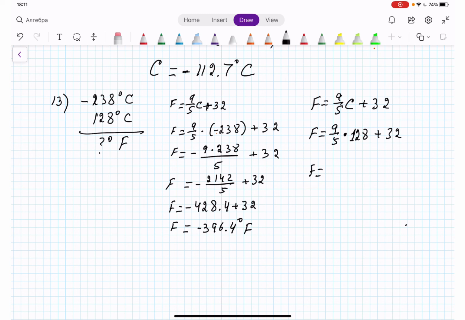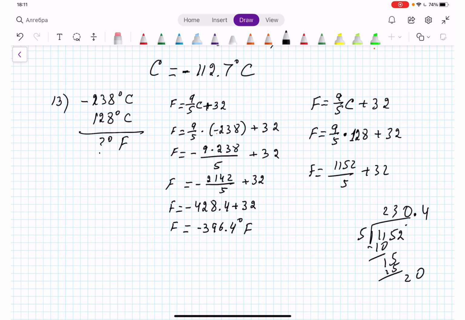F is equal to 9 times 128. 9 times 128, it's going to be 1152 over 5 plus 32. Let's divide. Divide by 5, it's going to be twice 10. 15 by 5 is 3. And 2 by 5 is 0. So adding 20, it's going to be 0.4. So we are getting 230.4.